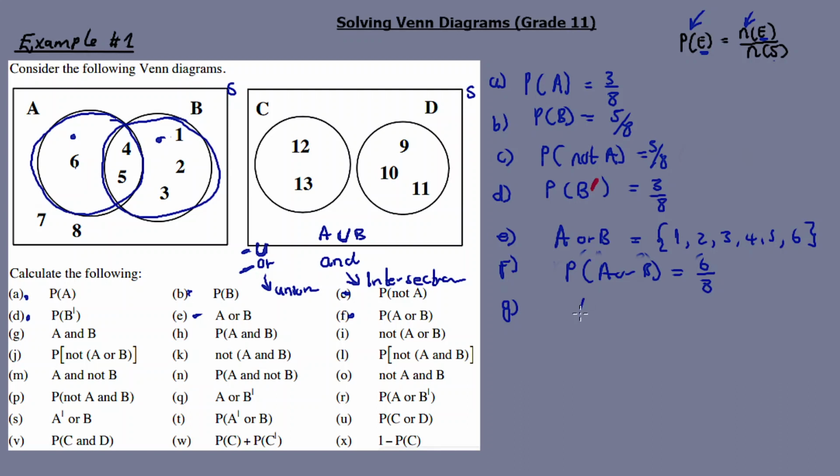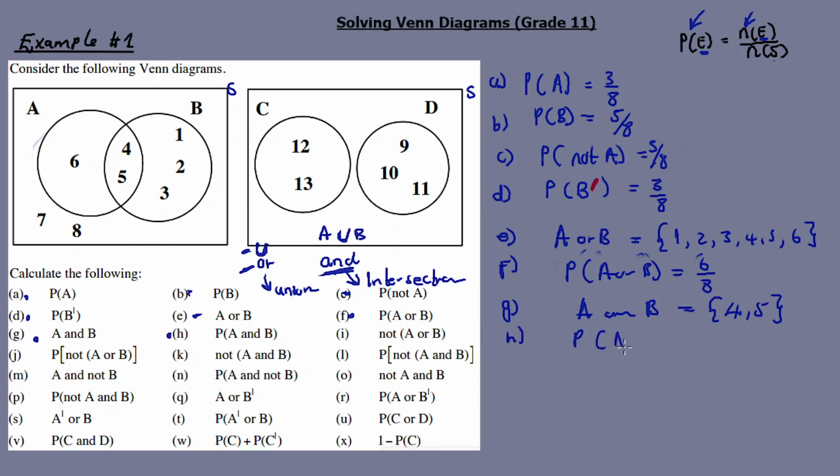Now G, A and B. A and B, it's the intersection. So A and B, it's the intersection. It's this one. So again, we list the outcomes. 4 no 5. If it was N, we would count versus the count. Okay, steadily with G. Now H.